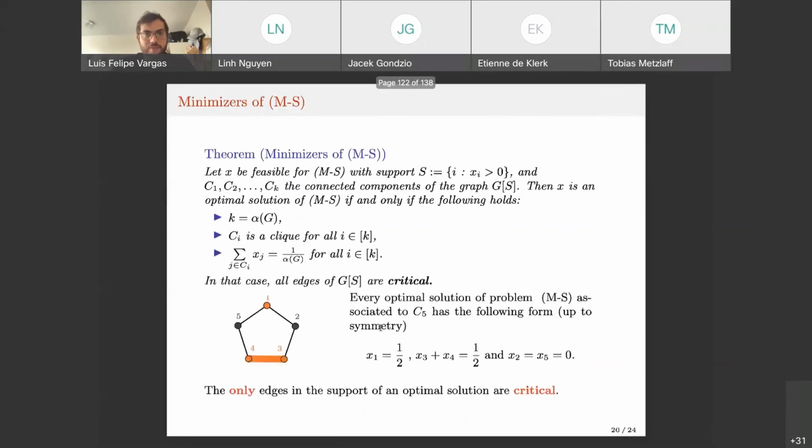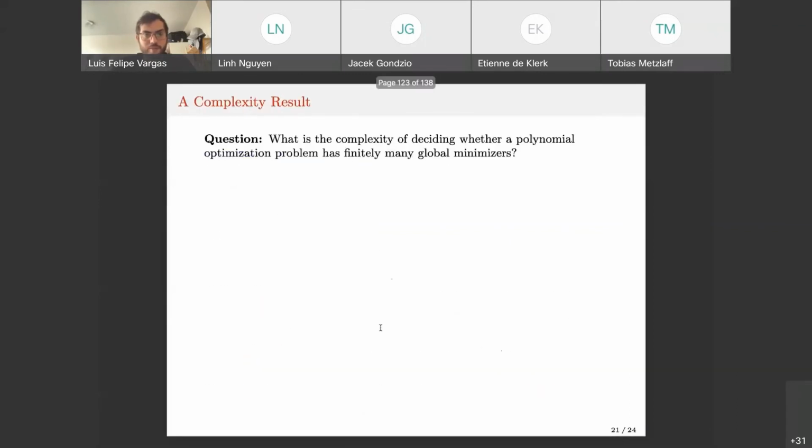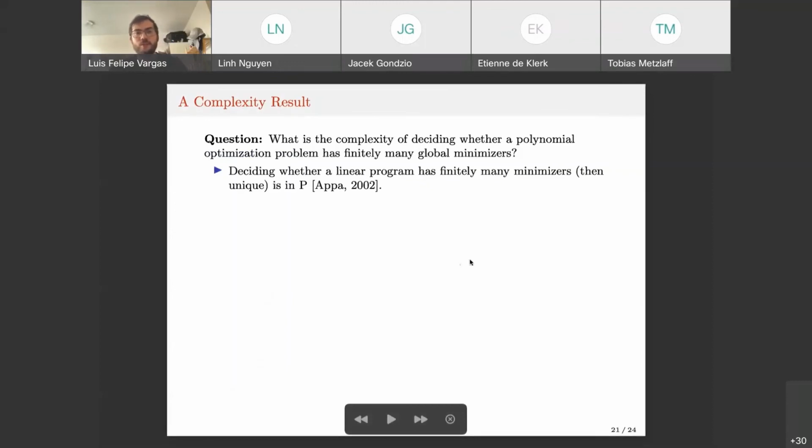Yeah, so it gives now one complexity result. We ask, what is the complexity of deciding whether a polynomial optimization problem has finitely many global minimizers? We're interested in having finitely many minimizers because the results by Nie and Marshall can only hold in that case. Then, okay, so we have this question. The first case is when it's a linear program, and deciding whether a linear program has finitely many global minimizers is in P, is easy to solve.